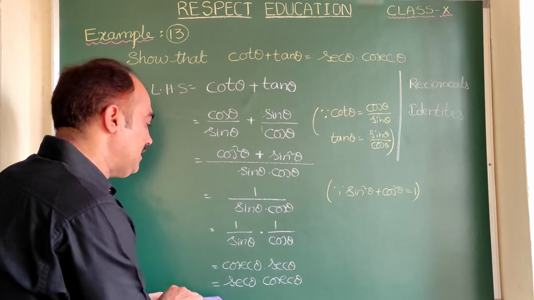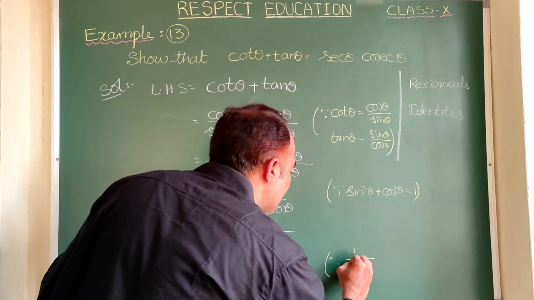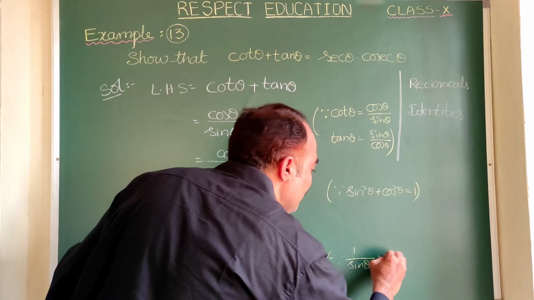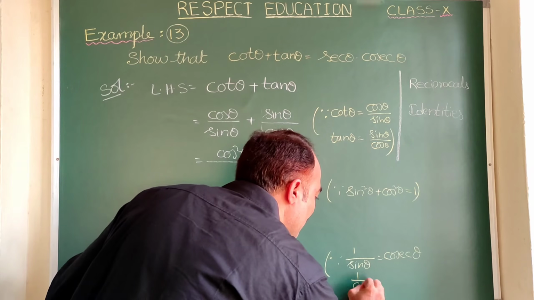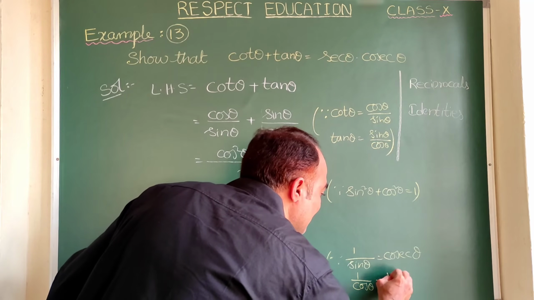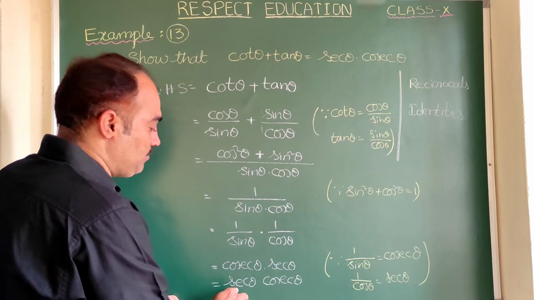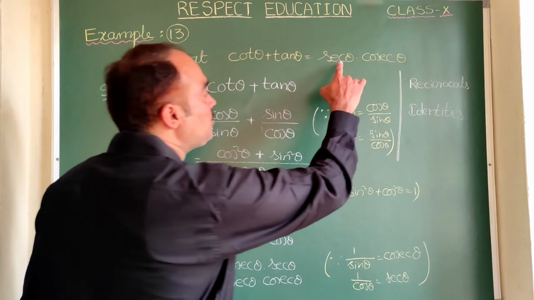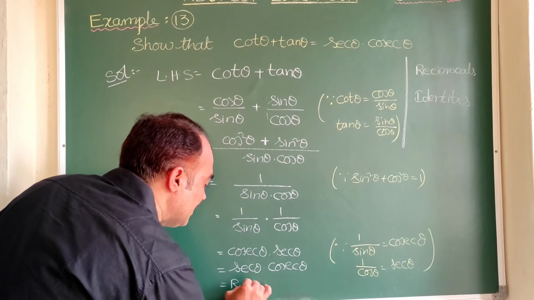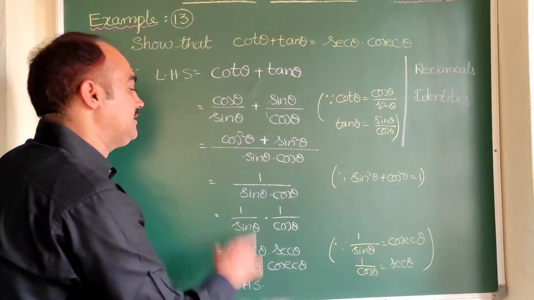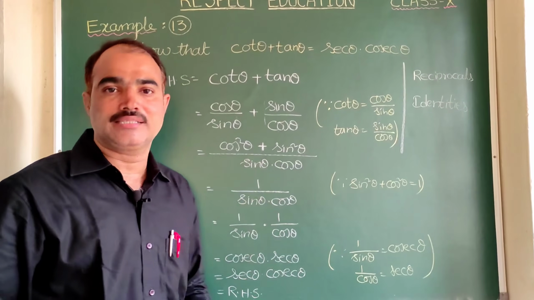But do remember to write the formula here. What formula have you applied? In place of 1 by sin theta, you have written cosecant theta, and in place of 1 by cos theta, you have written secant theta. These are the formulas we applied. So here you observe secant theta and cosecant theta. What we need to show is this, the RHS. So when we take LHS, we got RHS. So we can write hence proved. With this, example 13 gets completed.